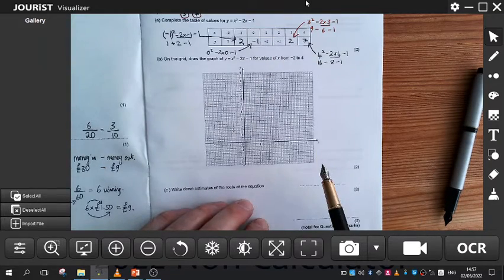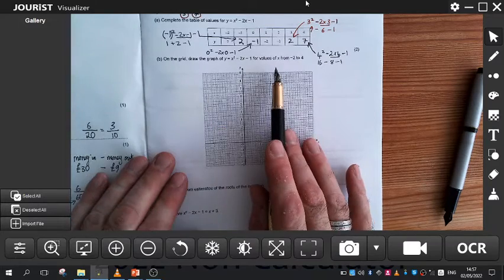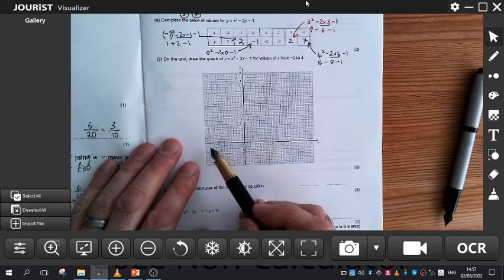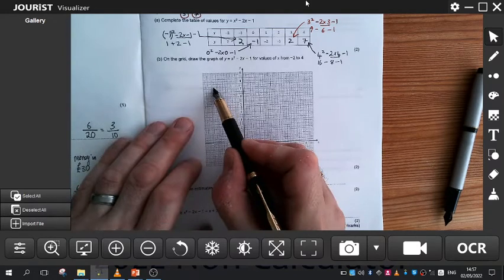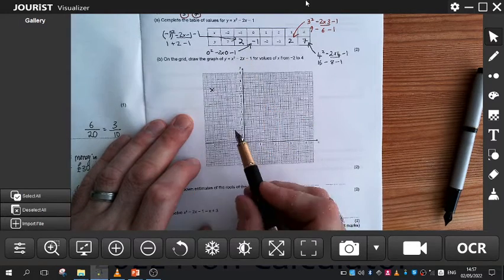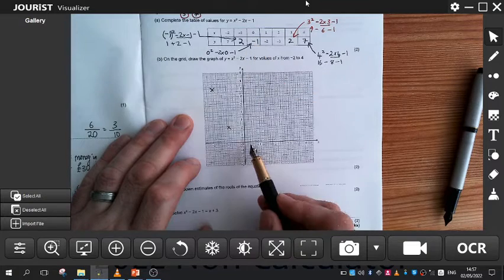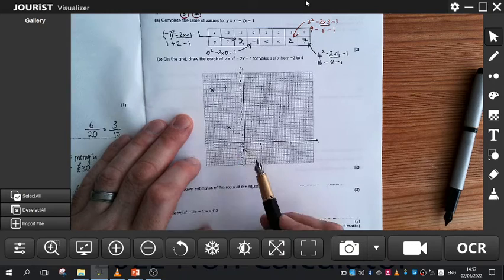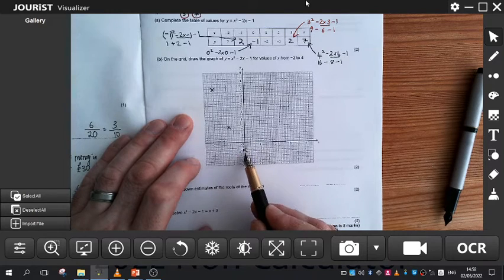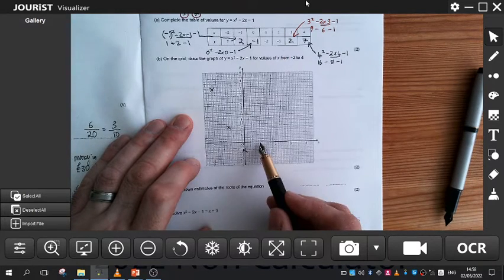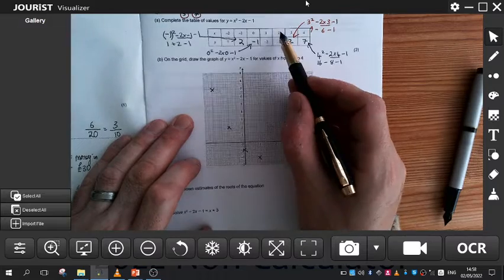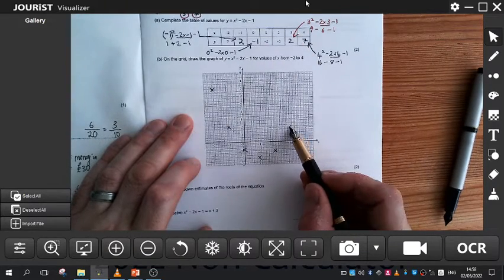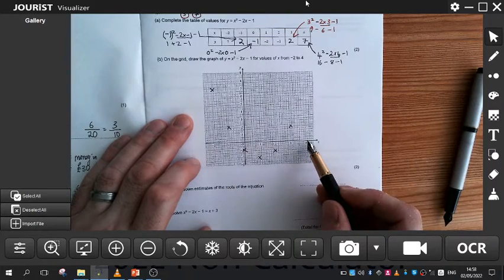It says draw the graph, so the first thing I need to do is plot this table of values. Minus 2 goes up to 7, minus 1 goes up to 2, nothing goes down to minus 1, just be careful with that one, it's tempting to plot it over here. Nothing goes down to minus 1, 1 goes down to minus 2, 2 to minus 1, 3 goes up to 2, and 4 goes up to 7.